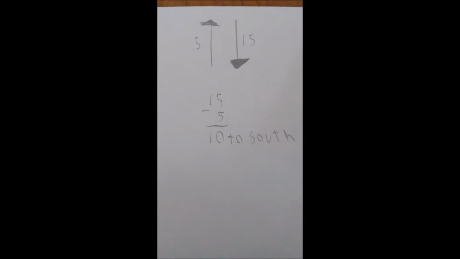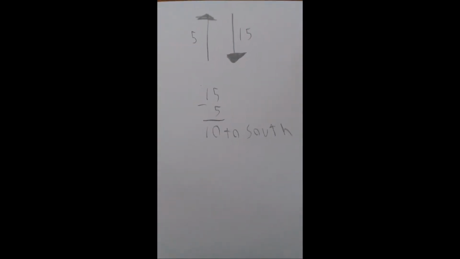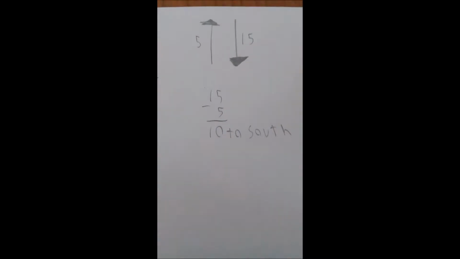north. Now we have two vectors in opposite directions. In this case, we have to subtract the smaller from the biggest one, resulting in 10 in this case, and we put the direction of the bigger vector.